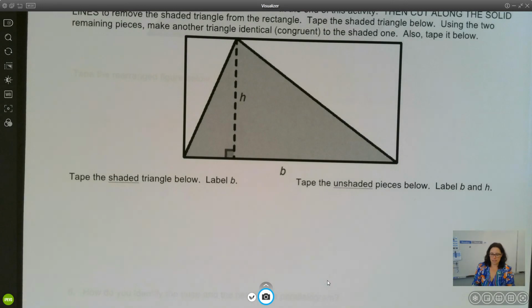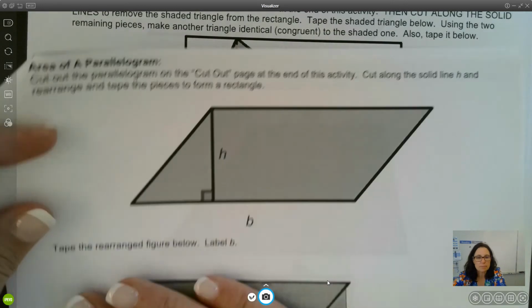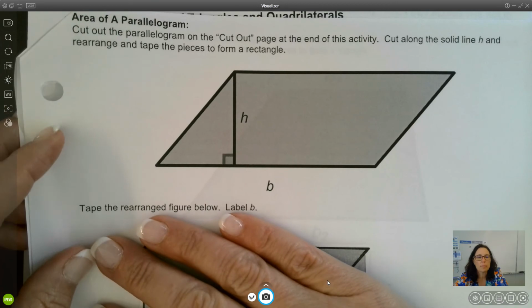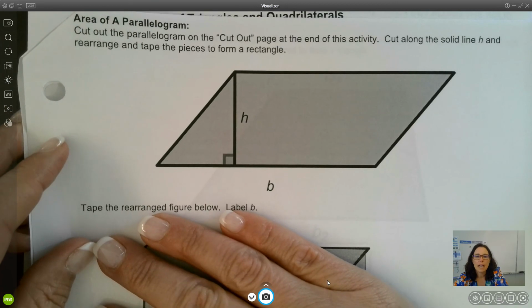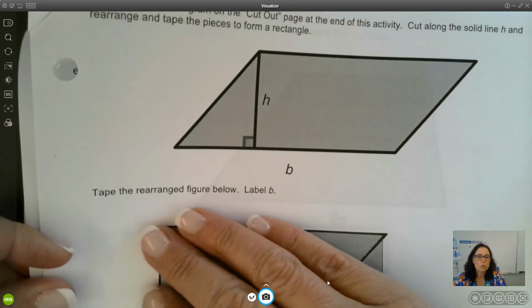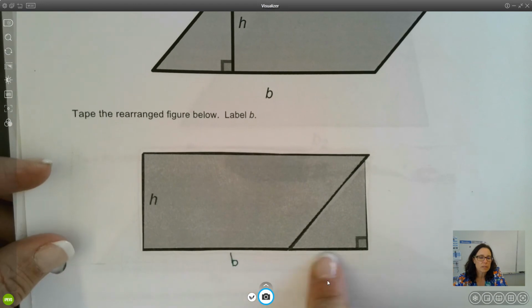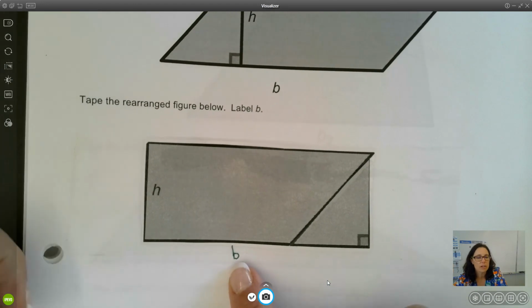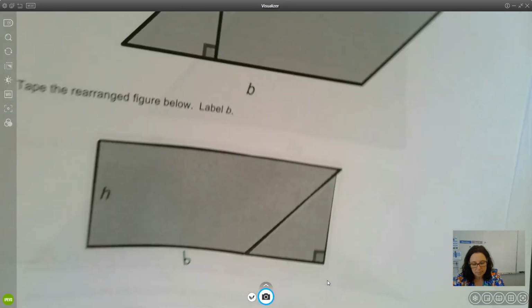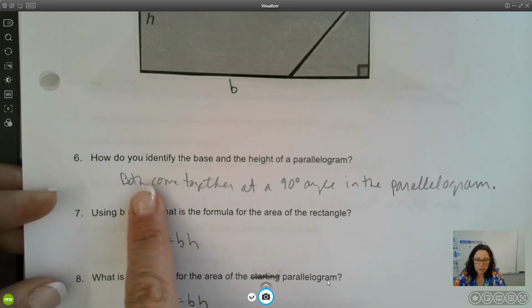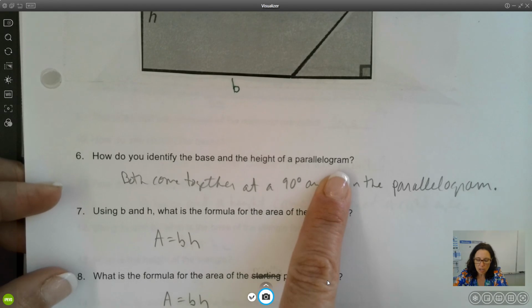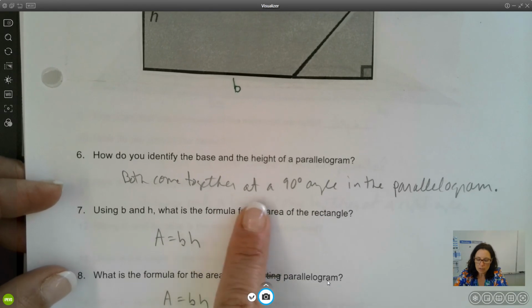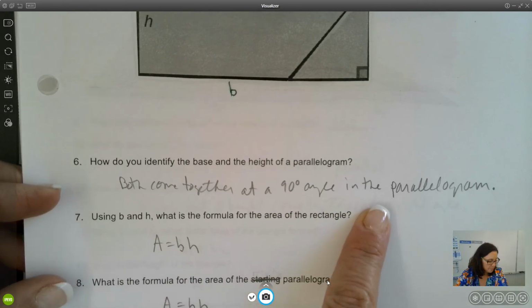Next thing we've got is a parallelogram. We're going to cut out the parallelogram and rearrange it to form a rectangle. We know from the prior page the formula to find the area of a rectangle is base times height. How do you identify the base and the height of a parallelogram? They both come together at a 90-degree angle in the parallelogram.